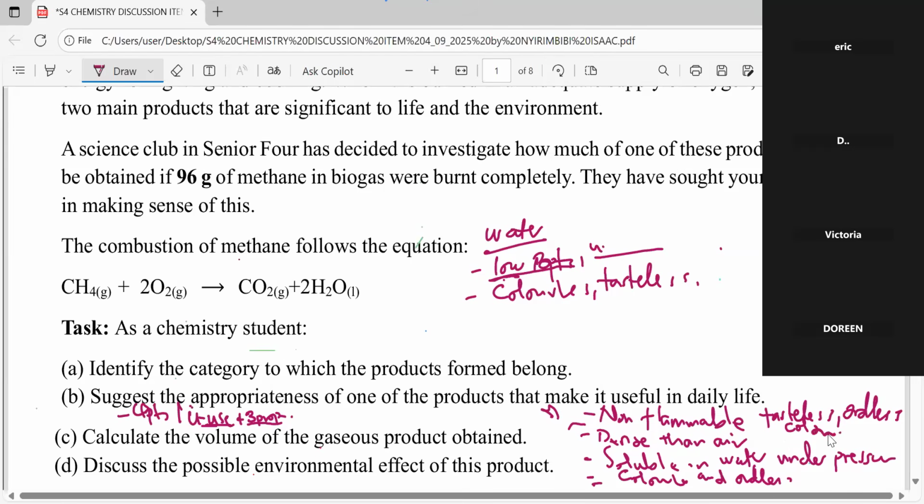Thank you, sir. Welcome. I think that was a good presentation. You can start with the properties and end with the use, or start with the use and end with the properties. There's no problem. Thank you, Victoria. Doreen, unmute Doreen.